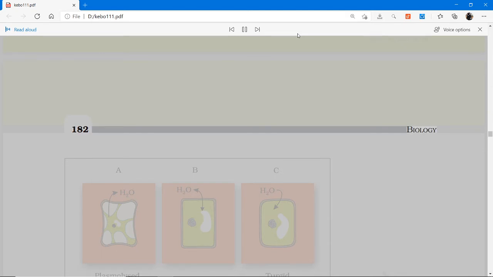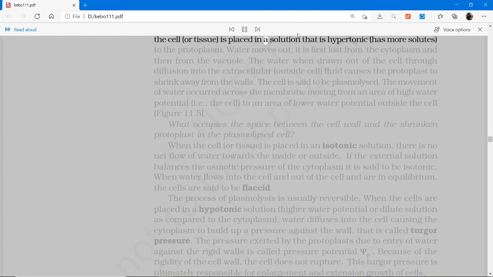Plasmolysis occurs when the cell, or tissue, is placed in a solution that is hypertonic, has more solutes, to the protoplasm. Water moves out, it is first lost from the cytoplasm and then from the vacuole. The water, when drawn out of the cell through diffusion into the extracellular, outside cell, fluid, causes the protoplast to shrink away from the walls. The cell is said to be plasmolyzed. The movement of water occurred across the membrane, moving from an area of high water potential, i.e., the cell, to an area of lower water potential outside the cell, figure 11.5. What occupies the space between the cell wall and the shrunken protoplast in the plasmolysed cell?